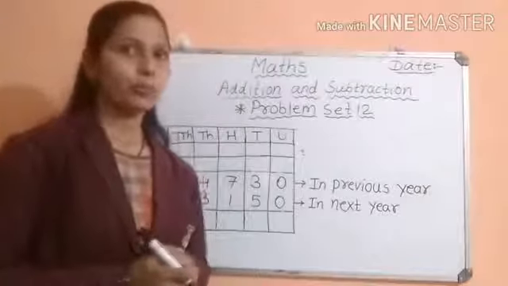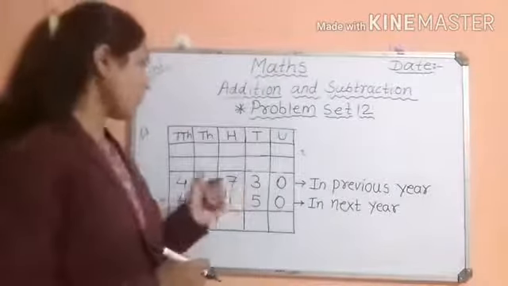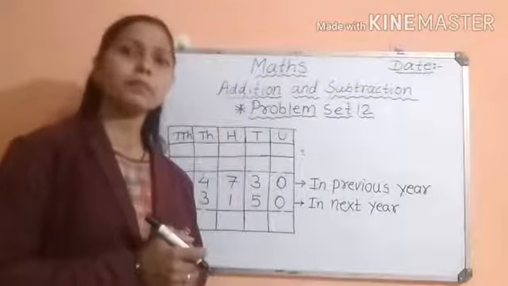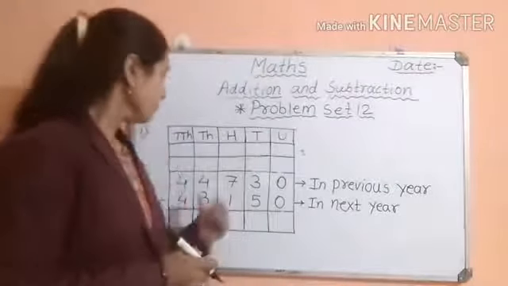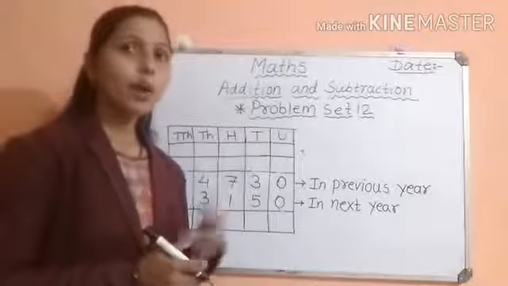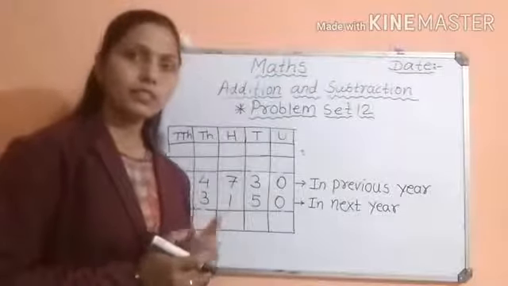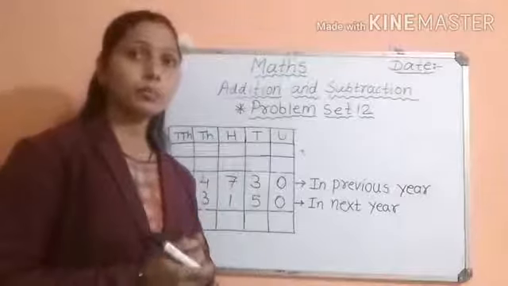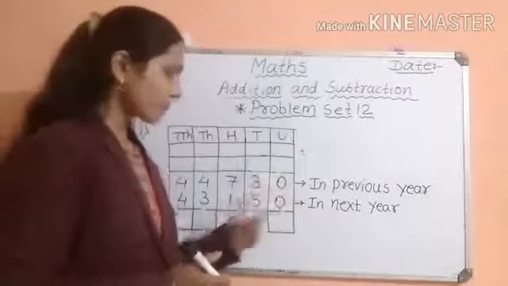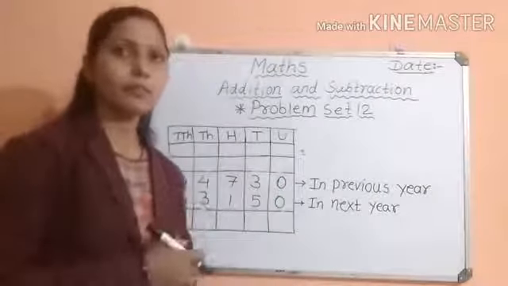Students, our next word problem is, a company produced 44,730 scooters in a certain year. Certain means in the previous year. And 43,150 scooters in the next year. Now, how many more scooters did they produce in the previous year? In the previous year, how many more scooters did they produce than the next year? We should take out the difference between these two numbers, that is, previous year and next year.